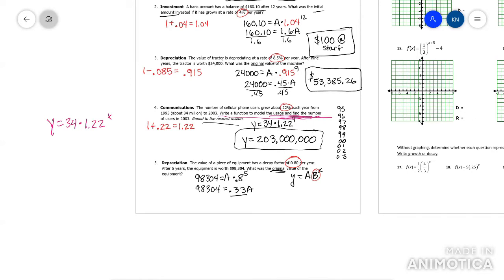And then just divide by that 0.33. You're probably going to get a different answer here because mine is actually 0.32768. So 98304 divided by that is 300,000 on the dot. So your starting amount was 300,000. So that's how you do those word problems.